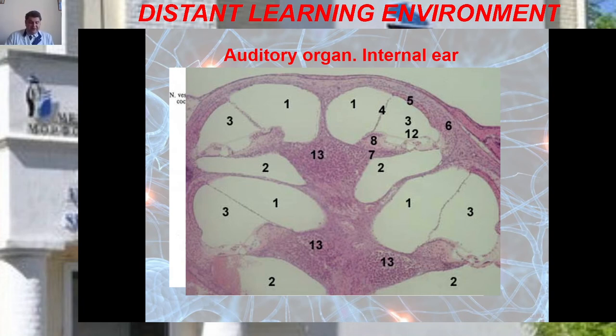Since the membranous labyrinth is somewhat smaller than the bony labyrinth, a space is left between the walls of the two. This is the perilymphatic space, filled with perilymph. You may see the perilymphatic space in numbers 1 and 2.